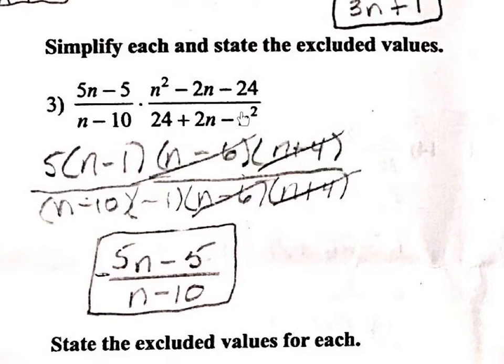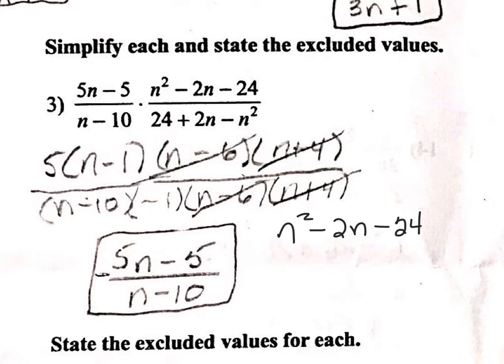Now this one's a little tricky because you can see it's written backwards. If I wrote this in the right order, it would be -n squared plus 2n plus 24. So what I've done here is I factored out the -1 so that I would have this. If I factor out the -1, I have n squared minus 2n minus 24. Then I factored that, and I got n minus 6, n plus 4.